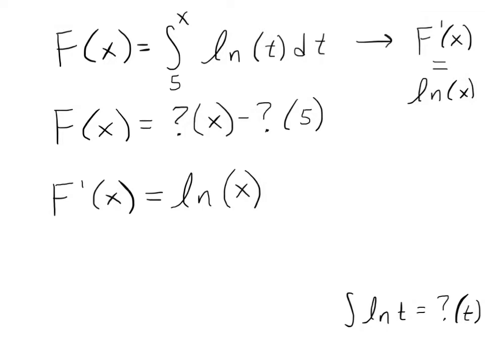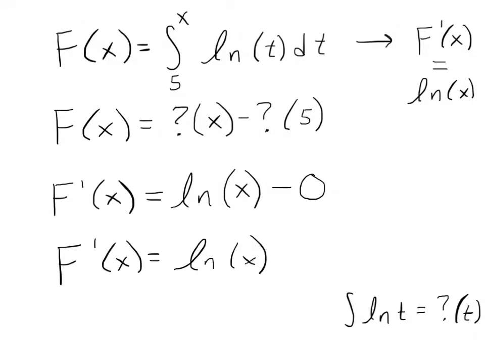Now you may be wondering, wait a minute, but what about question mark of 5? Well, again, this is exciting. I don't know what the question mark function is, but what happens when I plug 5 into it? By virtue of the fact that it's a function, when you plug 5 into it, this is going to be a constant. And the derivative of that constant, just like any other constant, will be 0. And so at the end of the day, we end up finding out that f prime of x is the natural log of x, just like we expected.